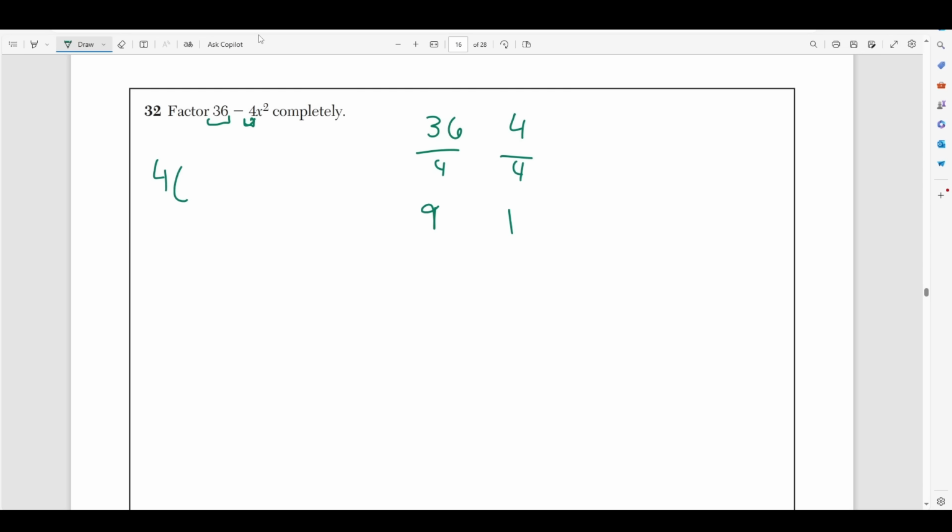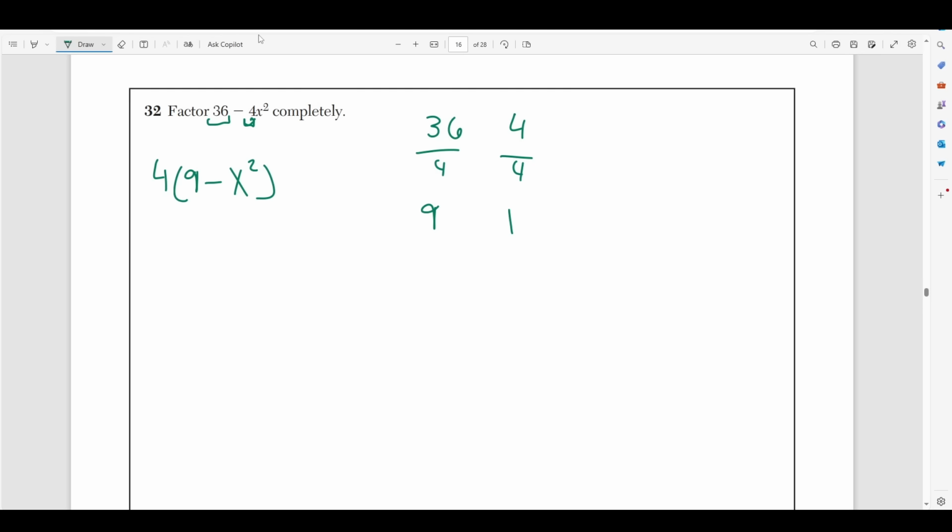And the way that I showed that I divided by 4 was I write the number that I divide by outside of a parentheses, and then I write the quotient inside. So if I divide 36 by 4, I have 9. And I subtract that 9 from x squared, because if I divide 4 by 4, I get 1, where it's just 1x squared, or just x squared, right? So now I'm left with 4 times 9 minus x squared.